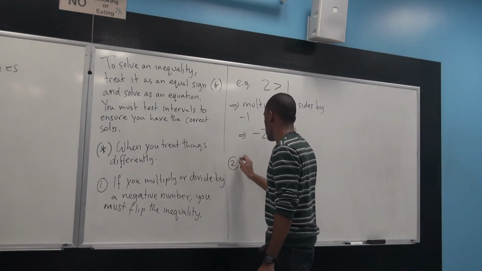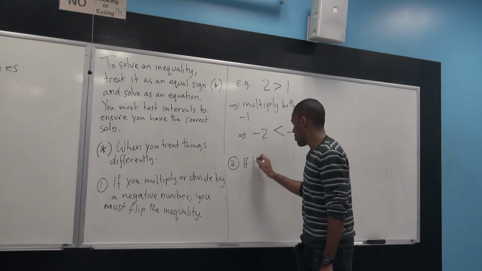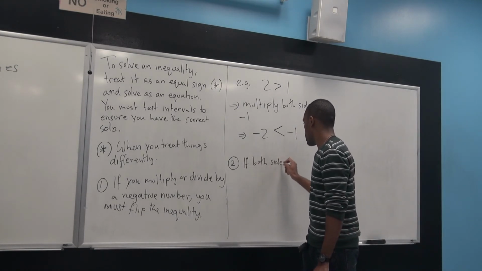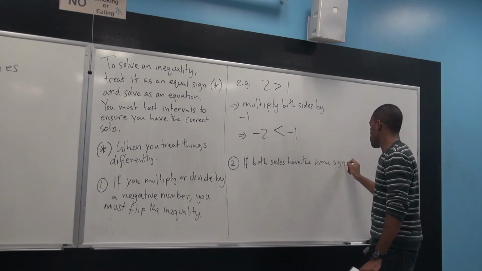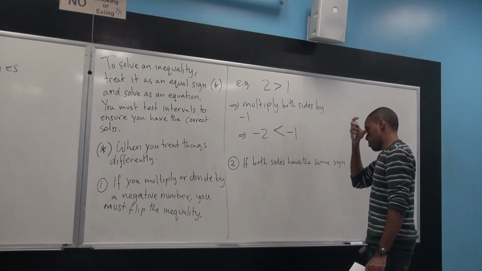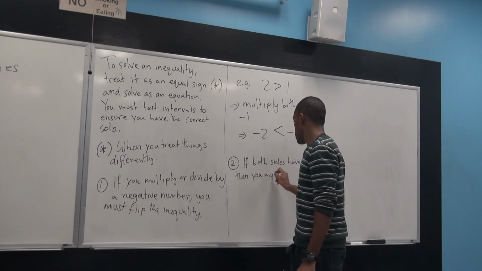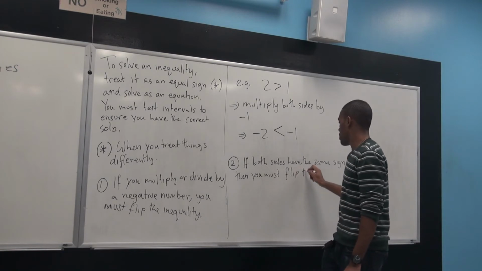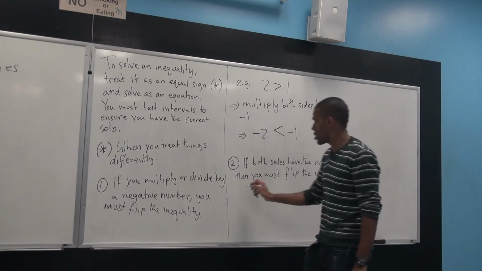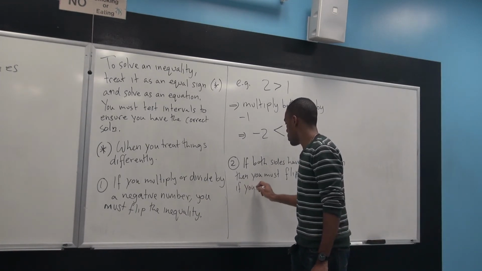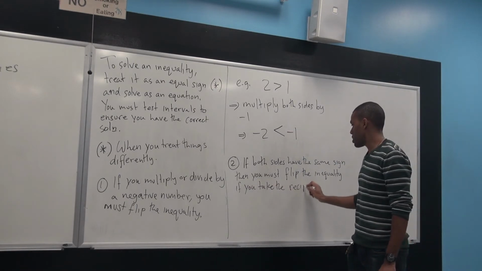Another way, there's a second way it's different from an equal sign, and it sort of has two cases. If both sides have the same sign, then you must flip the inequality if you take the reciprocal of both sides.